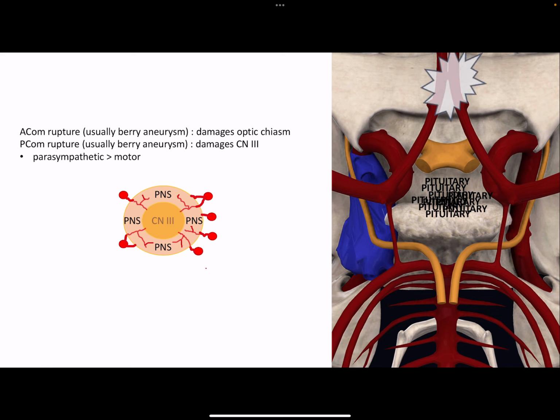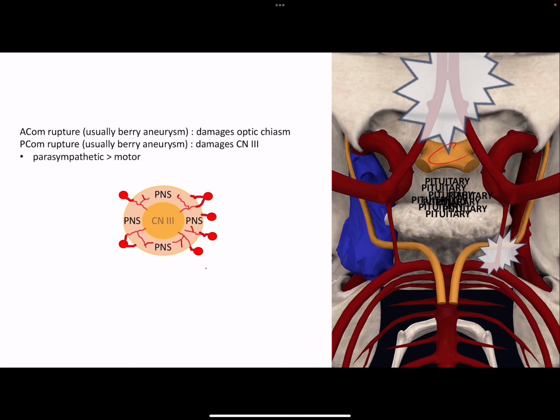There we go. Here's this beautiful animation that I made, and another beautiful animation of the PCOMs getting the optic chiasm and the oculomotor. You can see it right there.